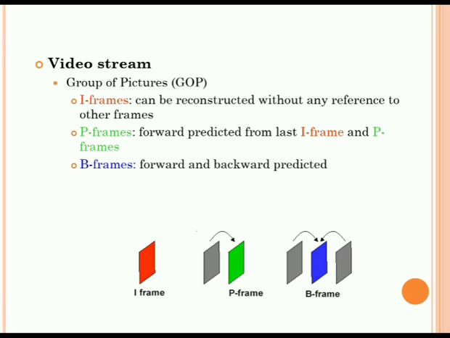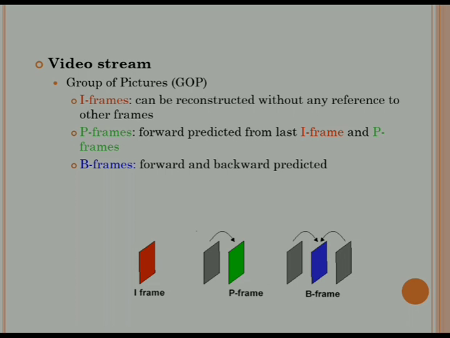Let us see this in the diagram. The red one is the I frame. The P frame comes exactly after that I frame, and the B frame is forward and backward predicted, meaning the forward and backward data of the original frame is present in the B frame. In the P frame we have the forward predicted data of a frame, and the I frame is nothing but the starting or reference frame of the particular video stream.